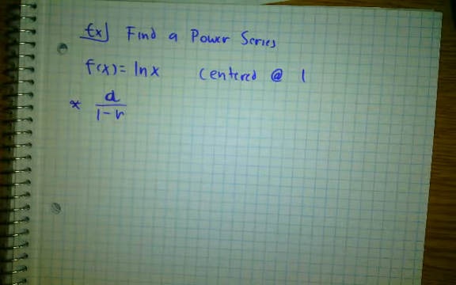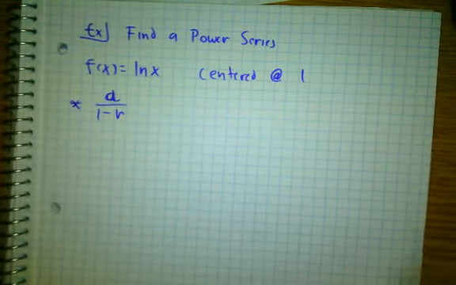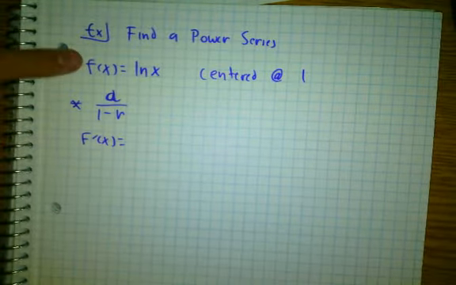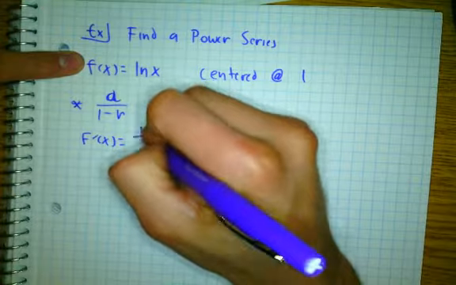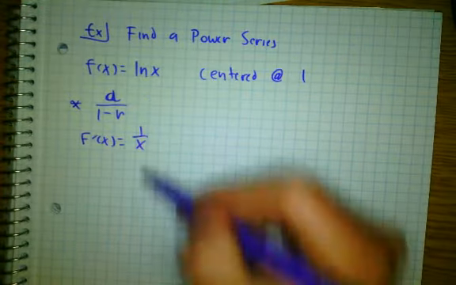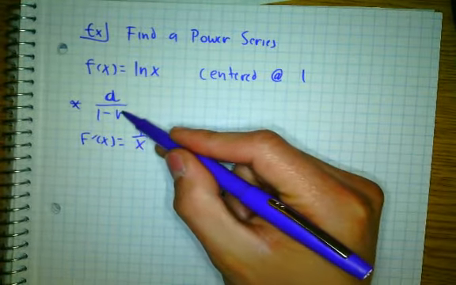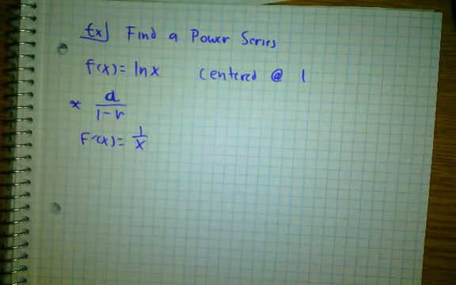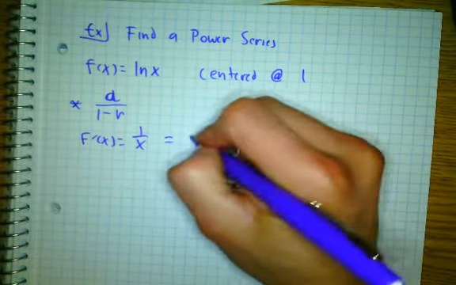However, I know that f prime of x, the derivative of this, is 1 over x. And I know how to make that look like that. Matter of fact, we just did it for example number 2. Did we not do that for example number 2? What did we get as the answer for example number 2? Go back.